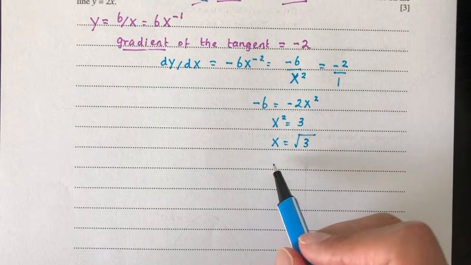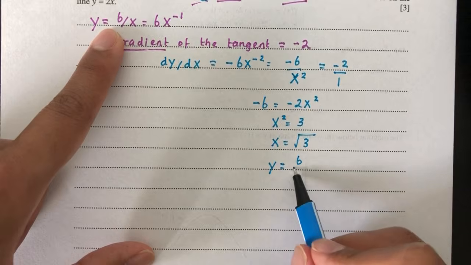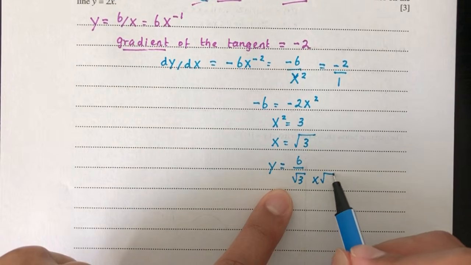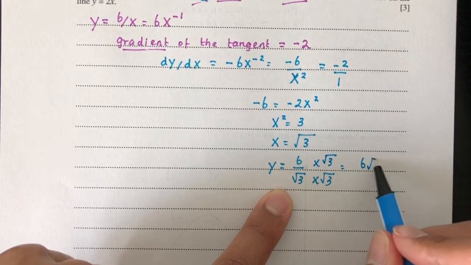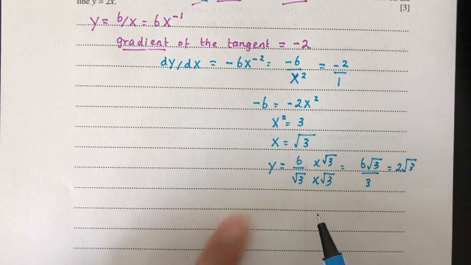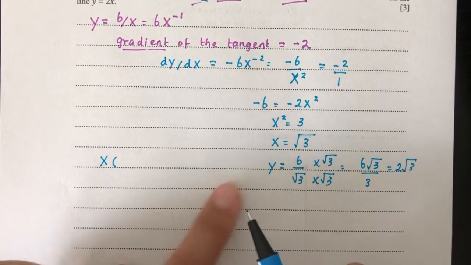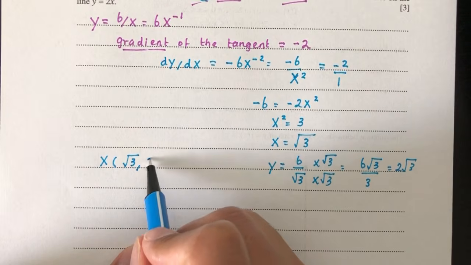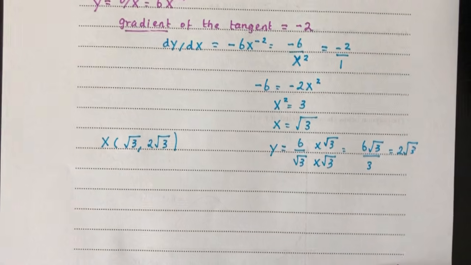Now for the value of y, replacing on the curve, you will have 6 divided by root 3. Now what you can do, you can multiply by root 3 here and root 3 on top. That will become 6 root 3 divided by 3, which is 2 root 3. So the point x will become root 3 and 2 root 3. Right. Now this is your point x.